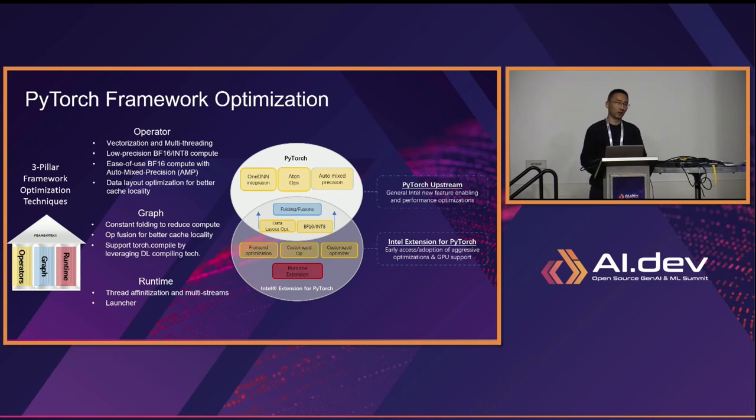And the second is the graph layer. So we can have operator fusion. We can have compiler-based technology to make a good combined kernel that can reduce the overhead. And the final one is the runtime, where we can have better control of the environment and fully utilize the power of your system.